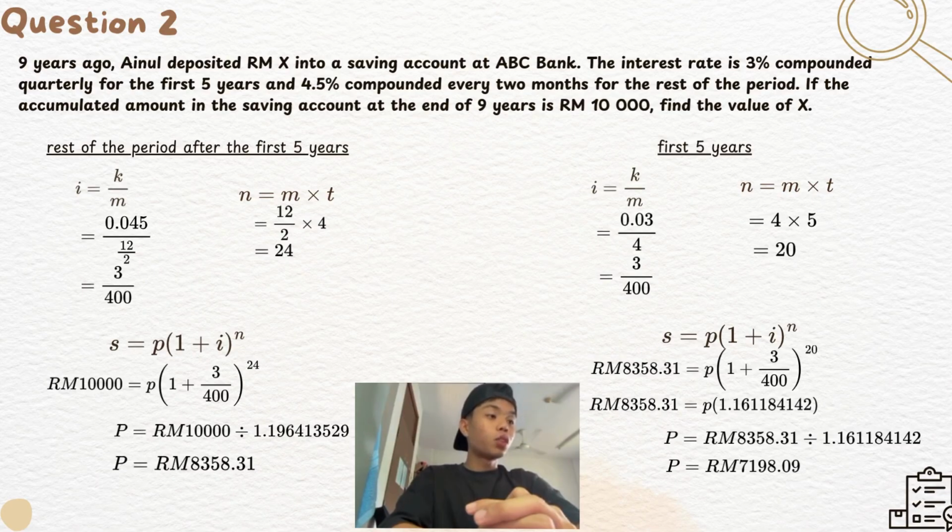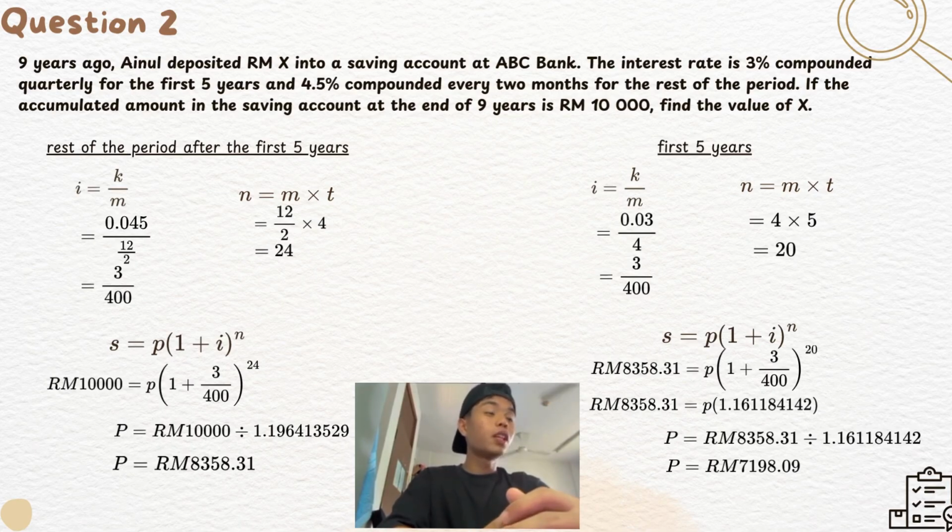power of 24. So we change the position of P and S. We get P equals 10,000 divided by 1.19641343529. So we get RM 8,358 and 31 cents.